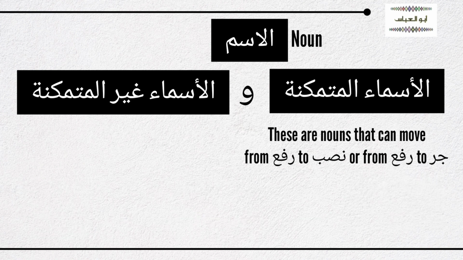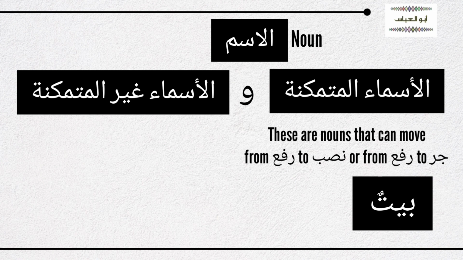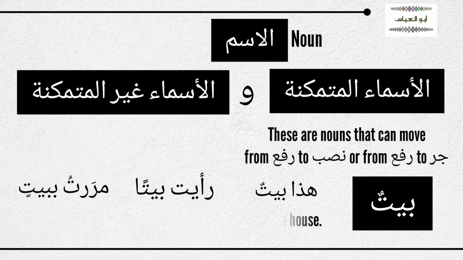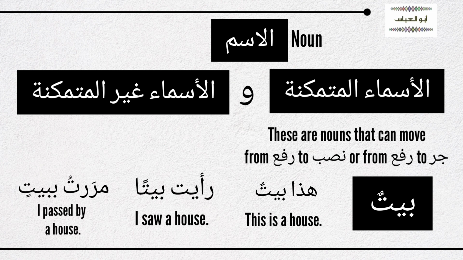Another example of al-asma al-mutamakkina is Baytun. Baytun can take fatha and it becomes Baytan. Baytun can take kasra and it becomes Baytin. For instance, I can say Hadha Baytun, I can say Ra'aytu Baytan, and I can say Marartu bi Baytin. So this is a house, I saw a house, and I passed by a house. So Baytun is from al-asma al-mutamakkina.